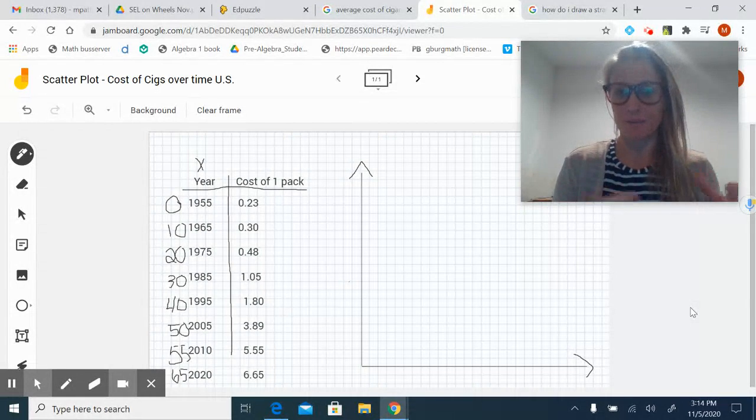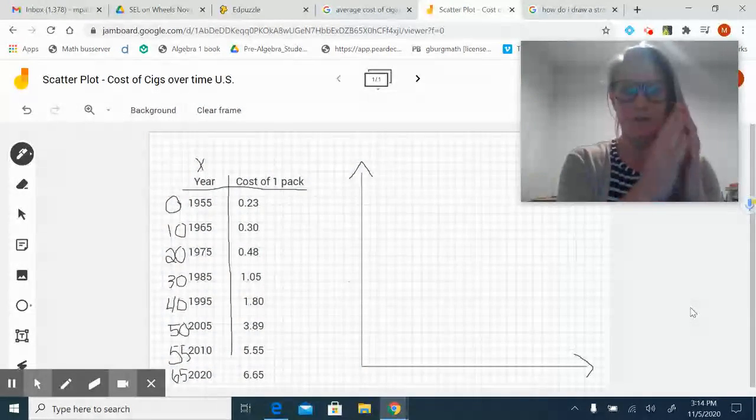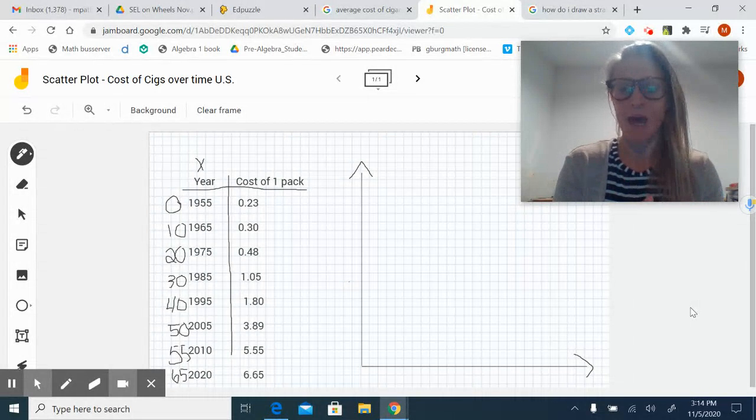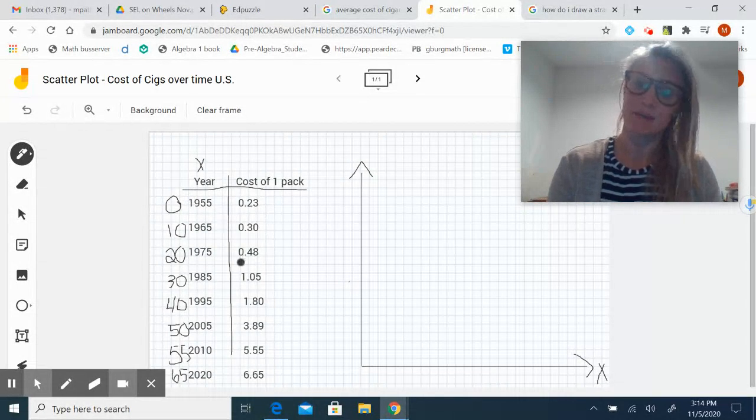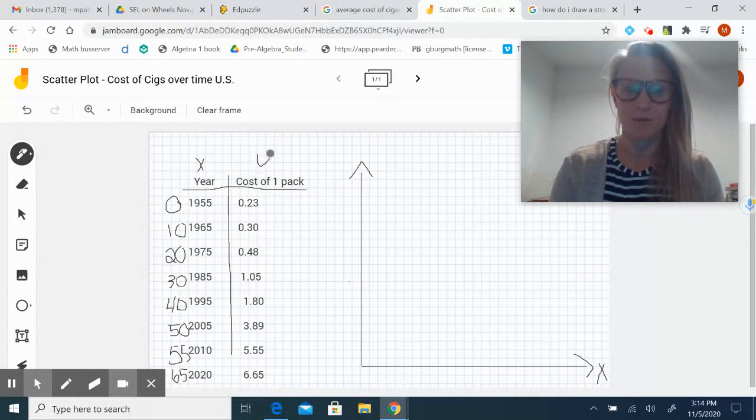I'm sticking with our theme of the cost of cigarettes that we were looking at the other day. Now, you guys looked at individual states. I'm looking at the United States average cost of cigarettes over the years from 1955 to 2020. So I do have an independent variable. A reminder, your independent variable is often a unit of time because you want to make sure your independent variable ends up on the x-axis or the horizontal axis. So my years will end up down there, and then the cost is dependent on the year. So my dependent variable is my y. So my cost will end up here.